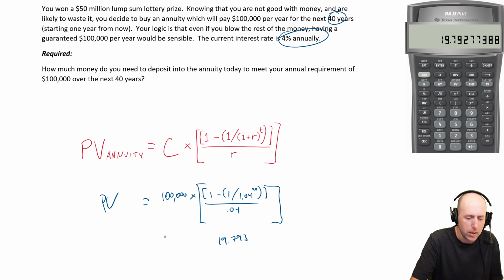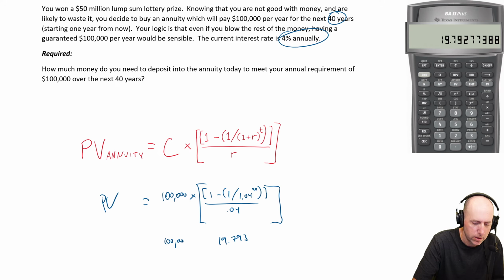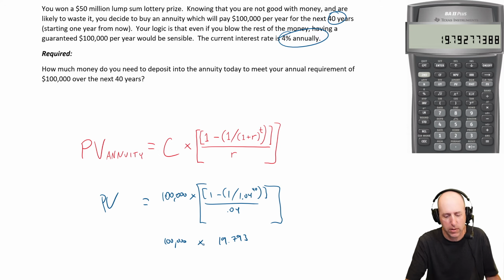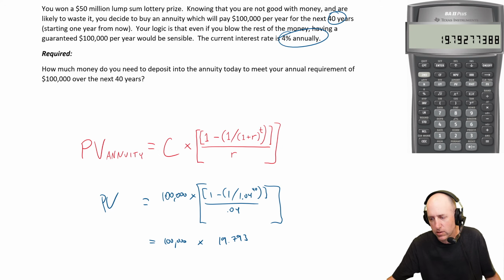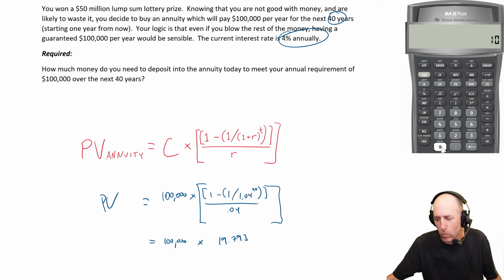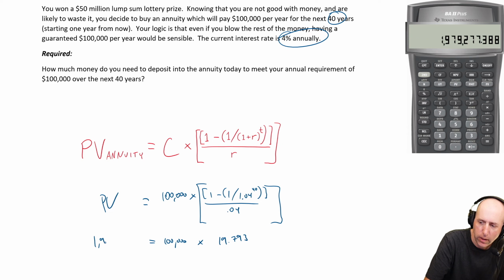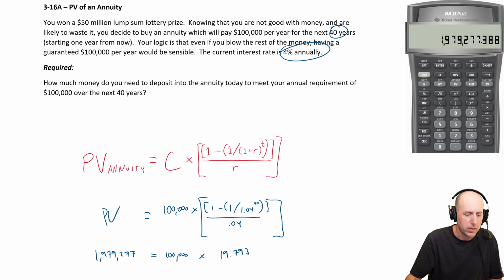19.793. So I'm going to go 100,000 times 19.793, and that's going to give me my answer. So I just multiply that number by 100K. And I get 1.979277 million.